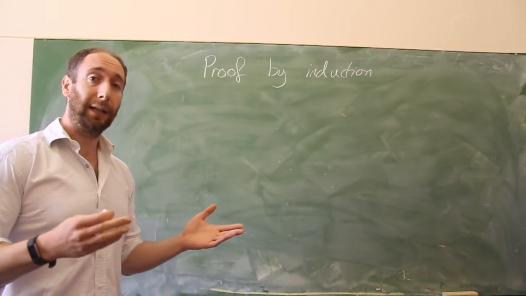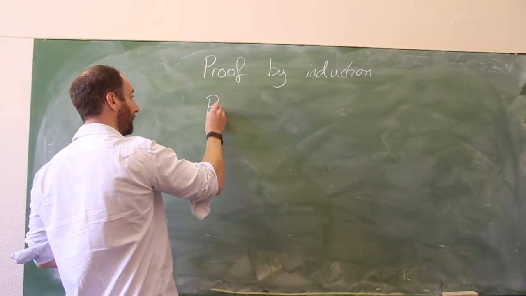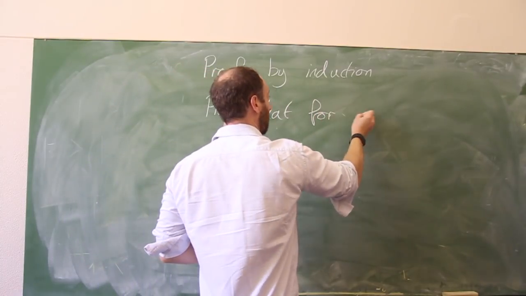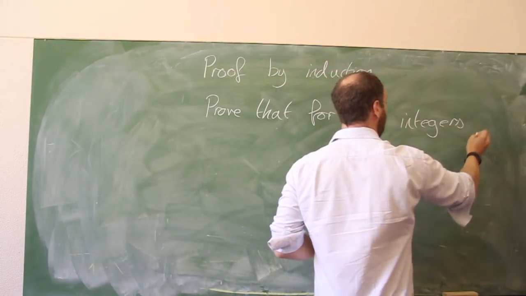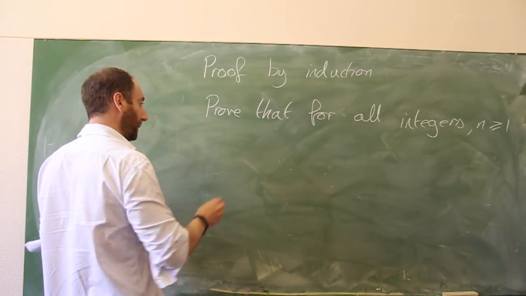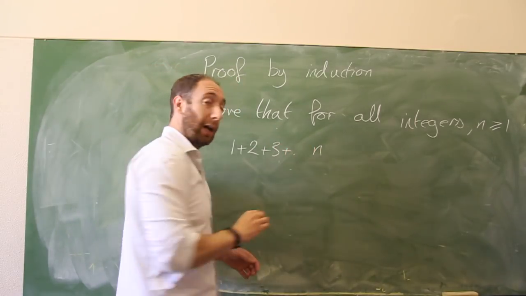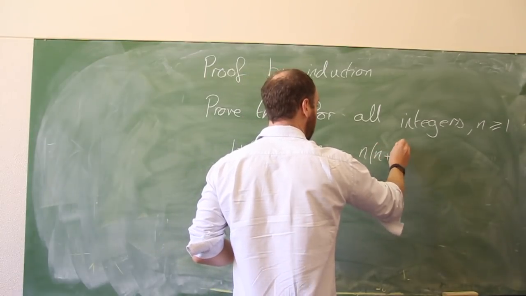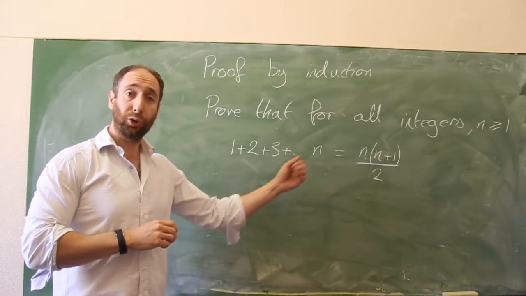So let's take a particular theorem that we want to prove. We're going to try to prove that for all integers n greater than or equal to 1, the following statement holds. That 1 plus 2 plus 3 plus dot dot dot up to n is equal to n times n plus 1 over 2. Now we could try this for lots of integers.